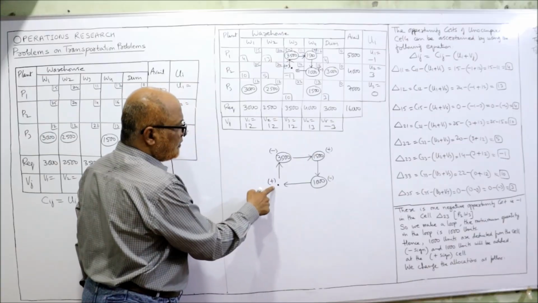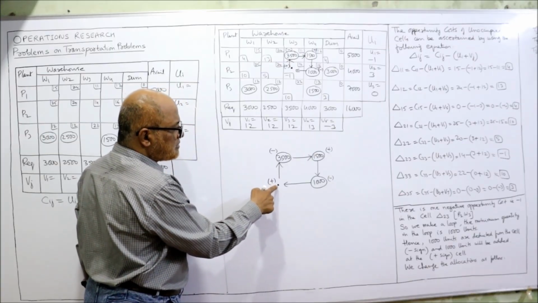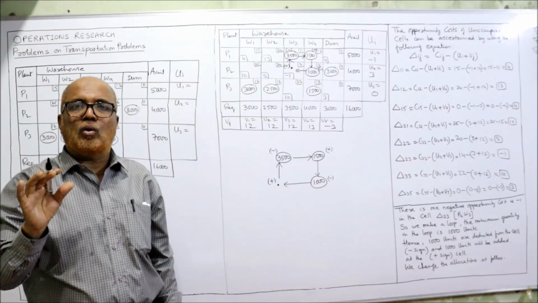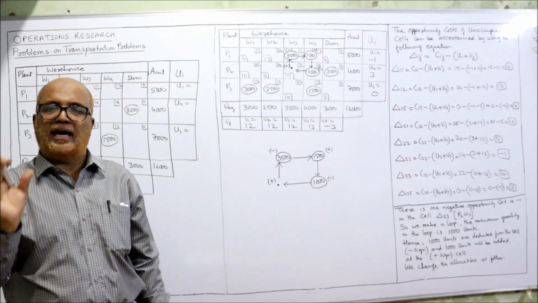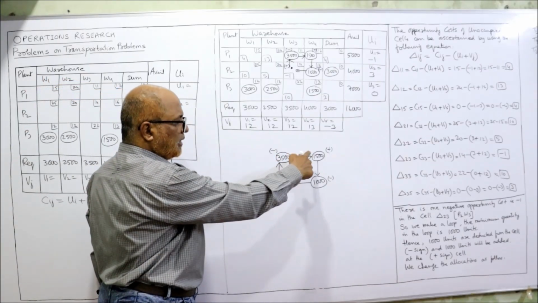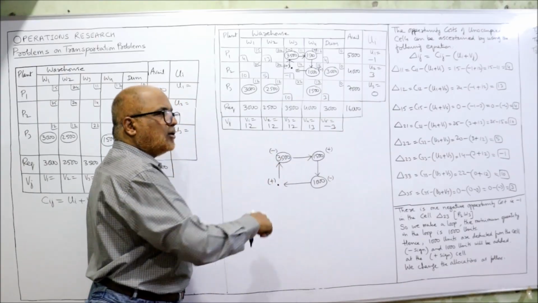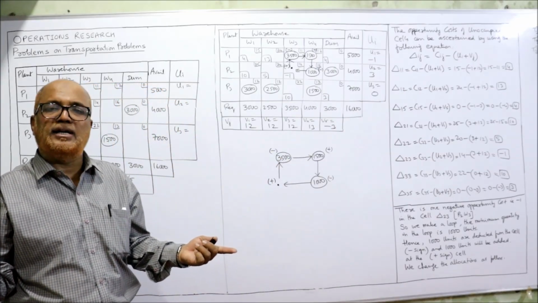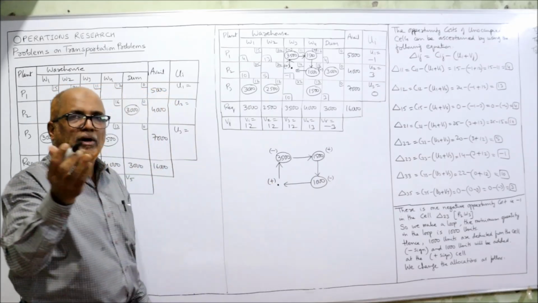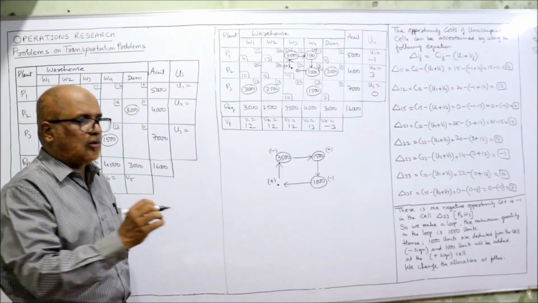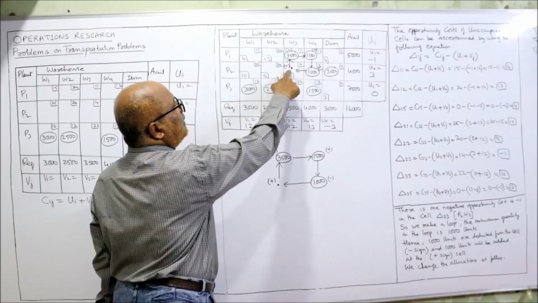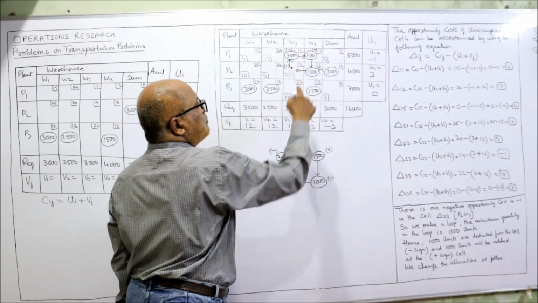I have written the plus sign here because I am starting the loop from here. Then you can go either clockwise or anti-clockwise, any way you can go. I am going clockwise. Even if you go anti-clockwise, you will get the same solution. Doesn't matter. From here, you have to write the alternating positive and negative signs: plus, minus, plus, minus.